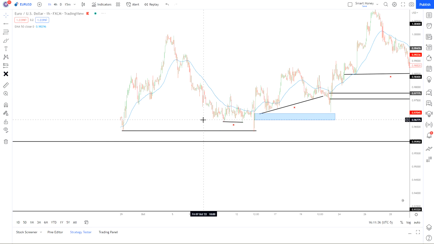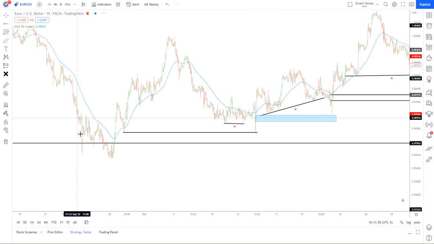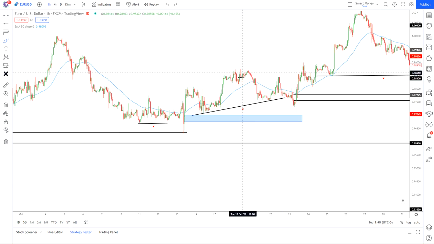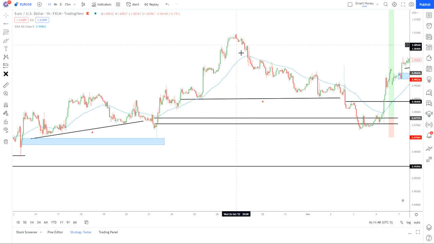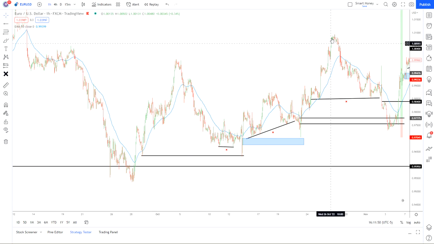So if we know we're bullish, then we want to see head and shoulders be faked out to the downside and then continue with our bullish run. So we create a higher high, higher low, higher high.